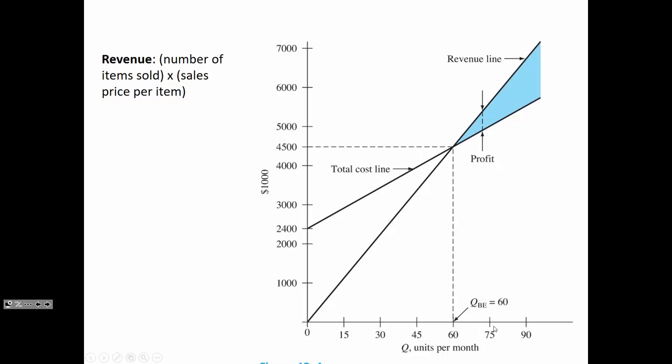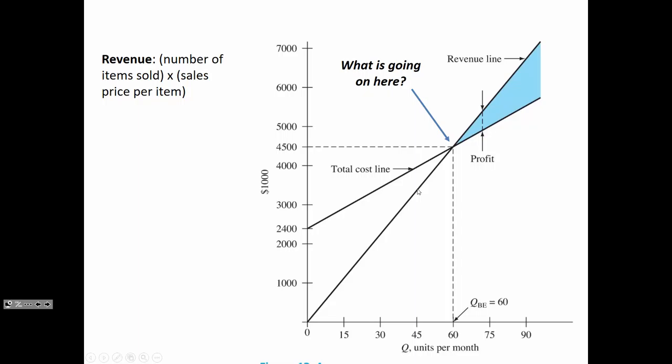The other line, this other black line that's beneath it at first, is the revenue line. You can see the label here. It's saying it's the revenue line. And so when you sell zero items per month, you have zero revenue. And then if you sell 15 units per month, they've got 1,000 and so on.